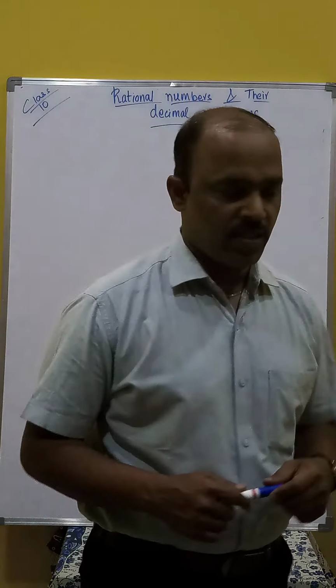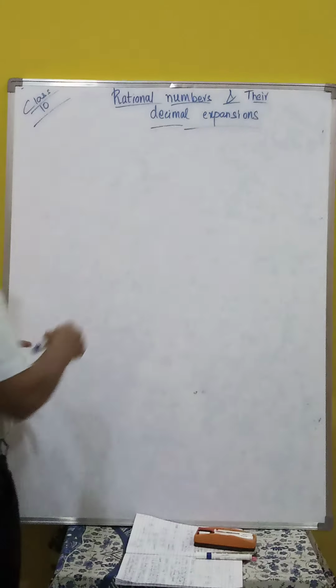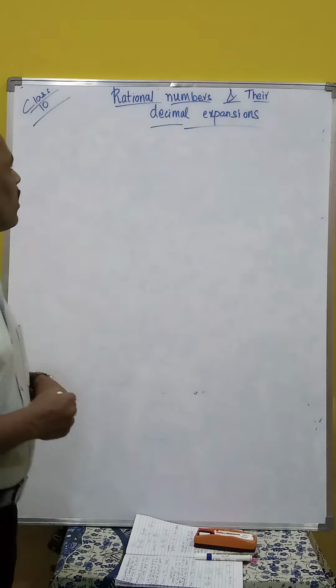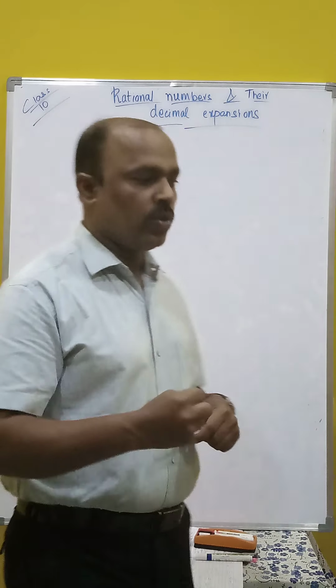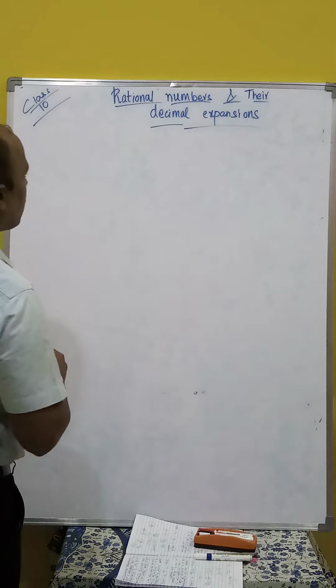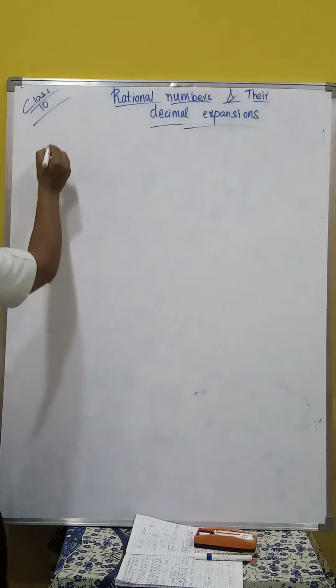Welcome to the next session. Today we are going to learn rational numbers and their decimal expansions. It's a very simple thing. In class 9, you already learned this one. Now we are going to recollect the knowledge of class 9. It's a very simple concept: rational numbers and their decimal expansions. We have two theorems in this.